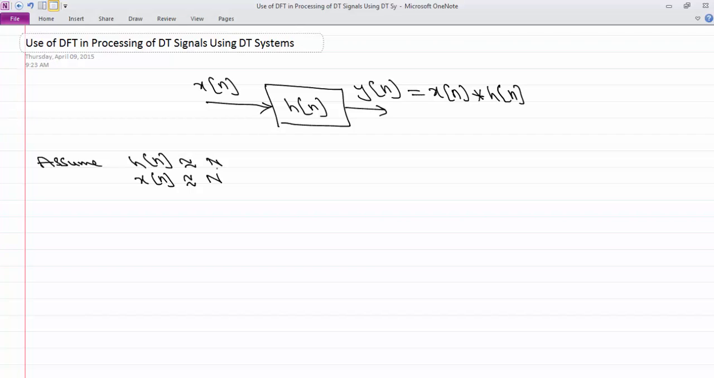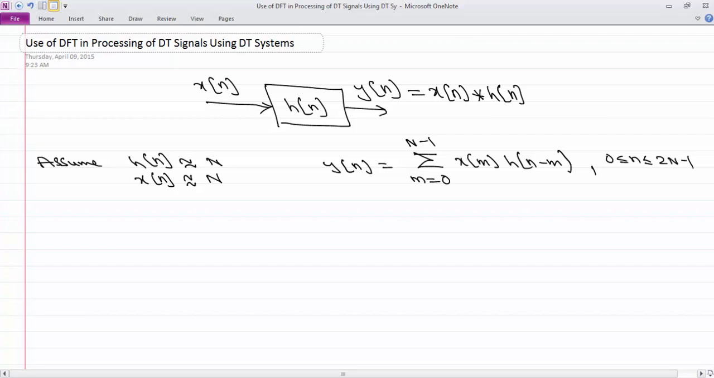What you need to do inside a digital system, for example, if you open up MATLAB and you want to do convolution of these two sequences, is use the convolution formula, which is y[n]. So we are going to work with the finite duration version of the convolution formula: the sum of x[m] h[n minus m], and n will go from 0 to 2N minus 1.